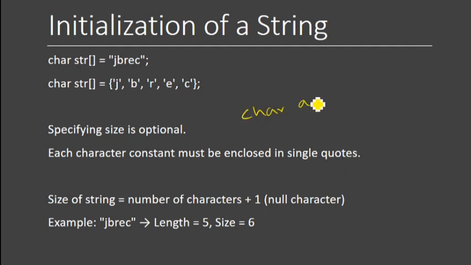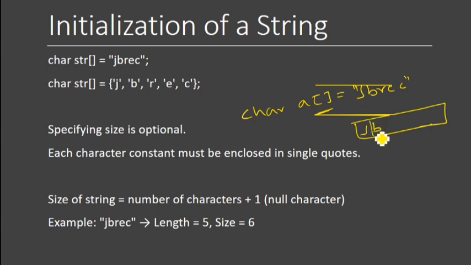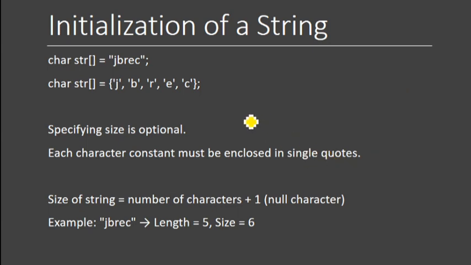Character a of, I'm not initializing any size of the array, I am writing here jbrec. Now it actually stores in the memory jbrec and backslash 0. So how many locations are allocated? 1 2 3 4 5 6. Automatically it will be updated to 6. Or we can also write like this, character a of 6 equal to jbrec. Backslash 0 is automatically inserted by the compiler. Hence specifying size is optional.